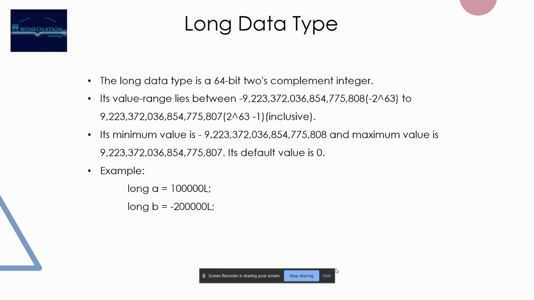Examples for long data types are long a equals to 1 lakh L, to denote that this is a long number, long value, and long b equals to minus 2 lakh L. L again here denotes that this is a long number, not long but a long data type number.